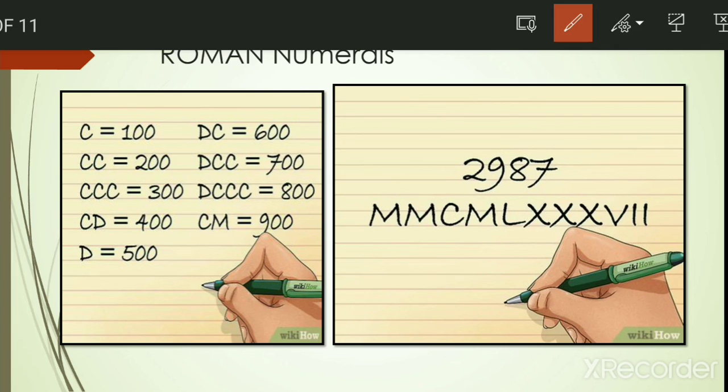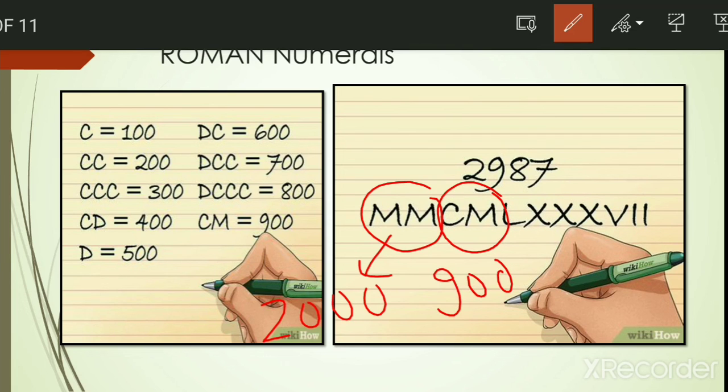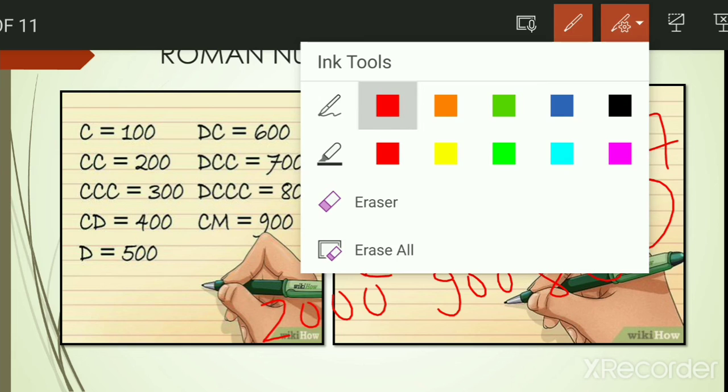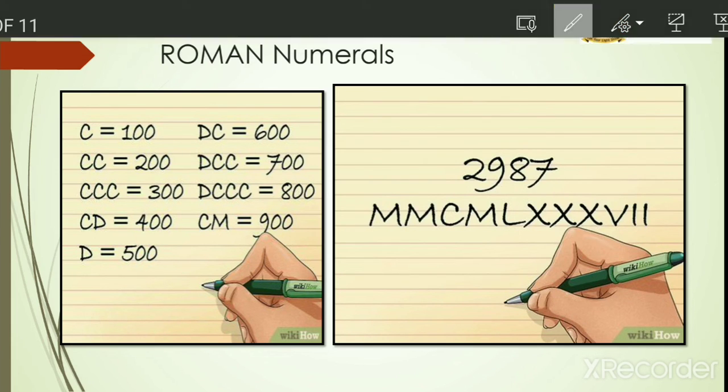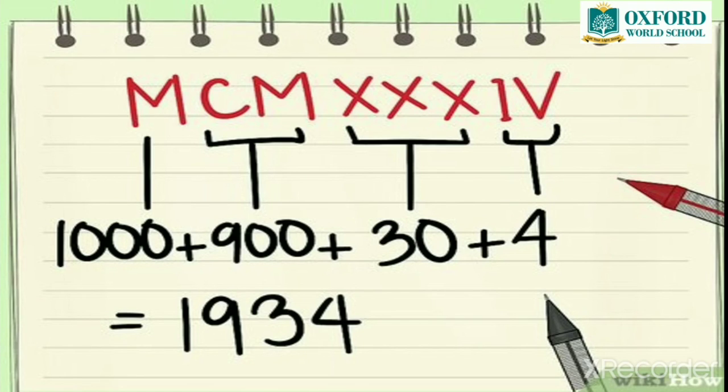So this is 80 and next is 7. Let me write it again more clearly. This is 2000. This is 900. This is 80 and this is 7. So in this way we can write the Roman numeral for any 3-digit number, 4-digit number also. I hope this is clear to you all.